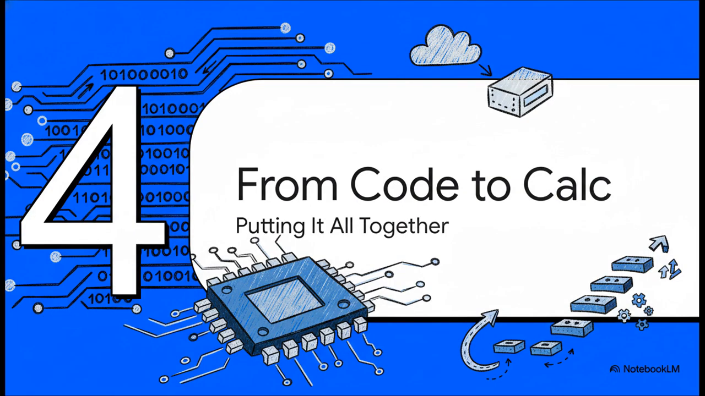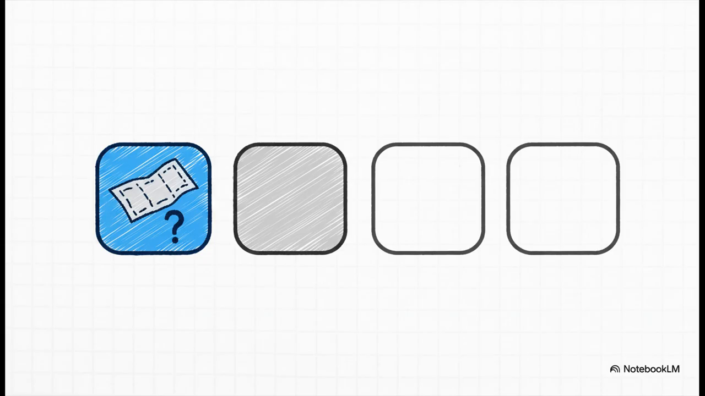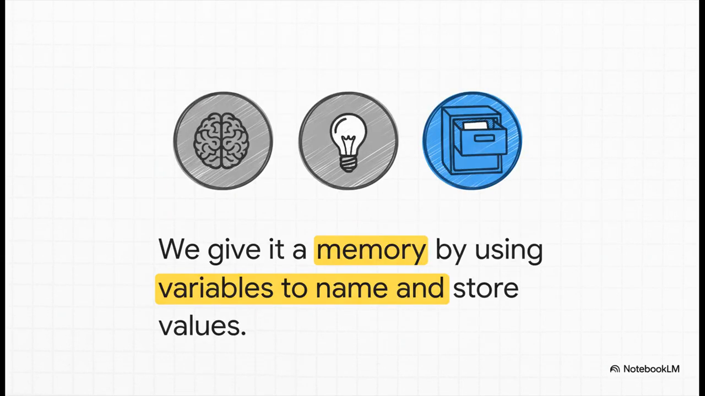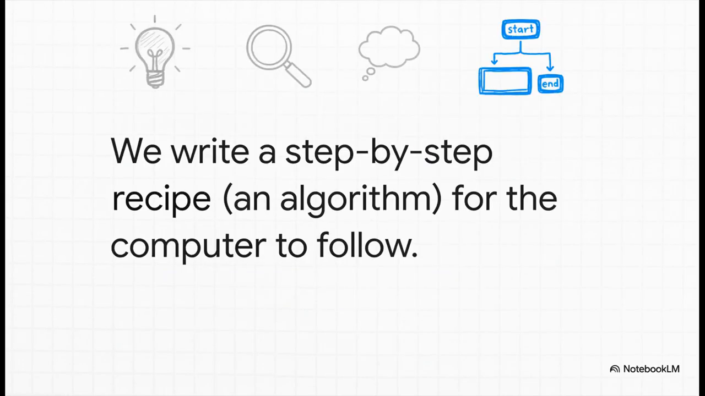All right, let's put it all together now. Let's retrace our steps and see how we went from just a question to a real machine-powered answer. It all started with a simple, real-world problem we wanted to solve: calculating that paycheck. Then, to tackle that problem, we had to learn how to speak the machine's language, translating our numbers into that binary code of 1s and 0s. After that, we gave the computer a way to remember things, using variables like hours_worked to label and hold on to our data. And the final step? We wrote a recipe, our algorithm, that gave the computer the exact step-by-step instructions to do the math.